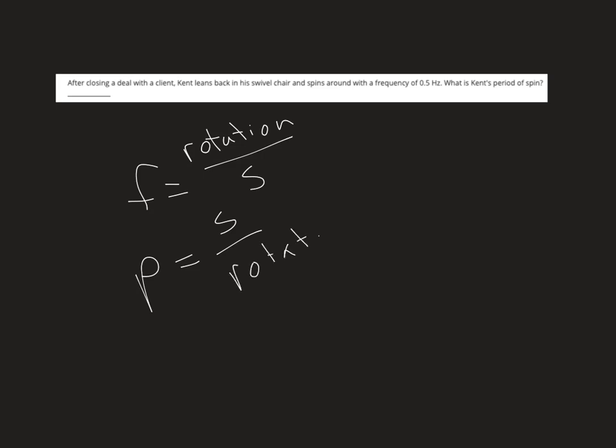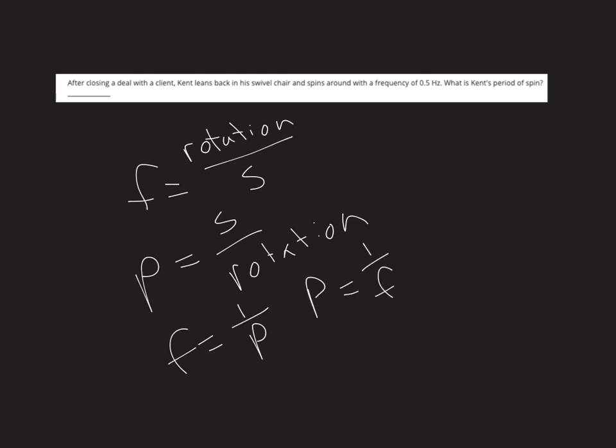Okay, in this question, we are going to calculate the period of Kent's spin, and we've been talking quite a bit about this already. And just remember that it is the opposite of frequency. So frequency is the rotations per second. And period is the seconds per rotation. So because of that, we can say that frequency is equal to 1 over period, and period is equal to 1 over frequency.